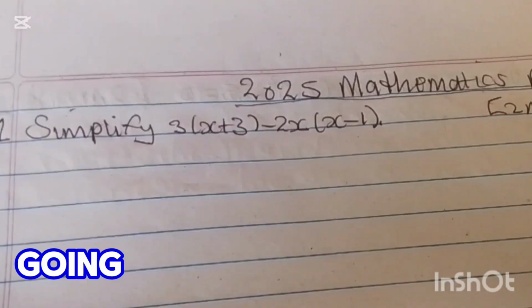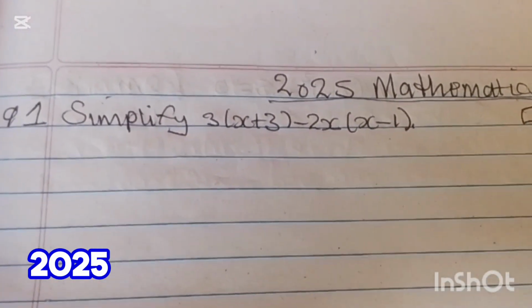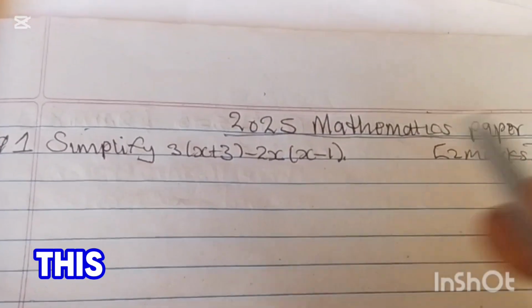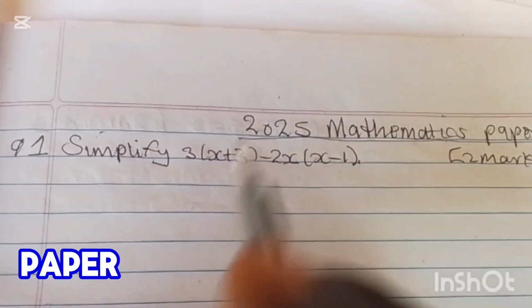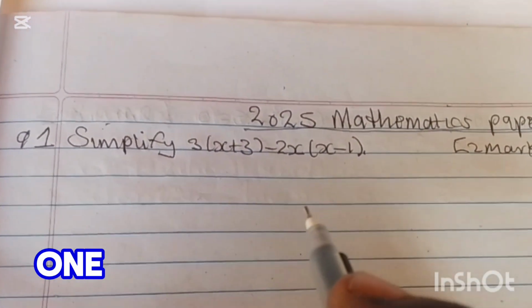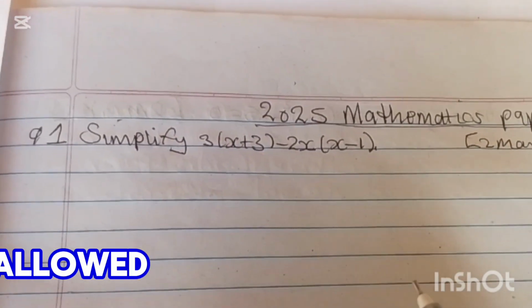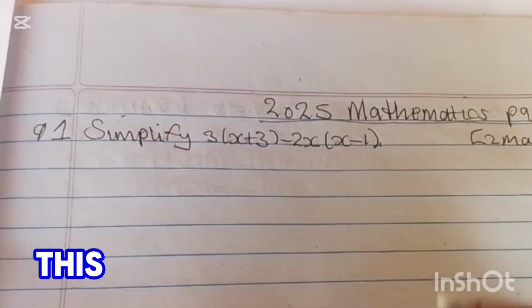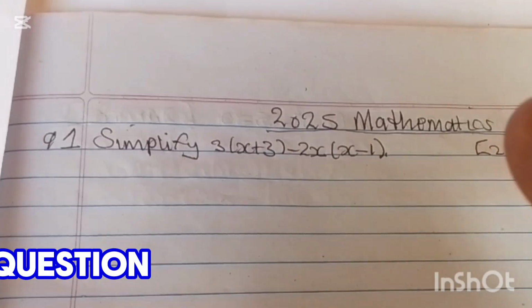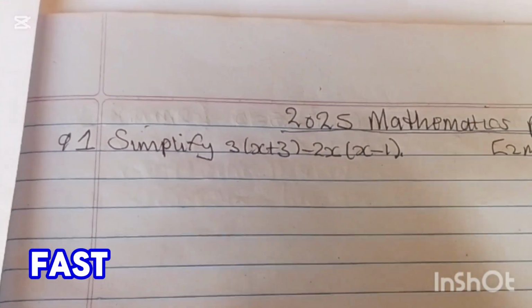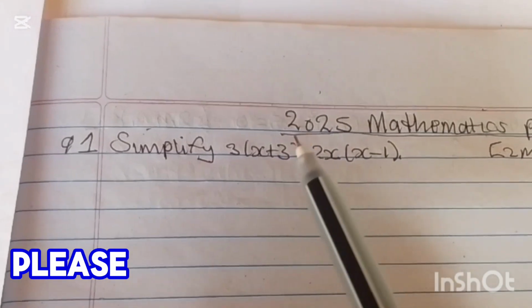Today we're going to revise Maths Paper 1 2025. This past paper was internal. We're going to revise from question number 1 to question number 9. Remember, this is paper 1. A calculator is not allowed, and you need to be fast. Mathematics Paper 1 duration is 2 hours, so you need to be fast. Let's start. Please follow me closely.